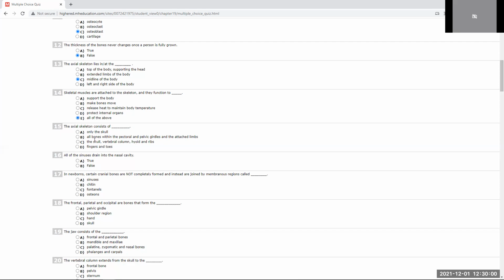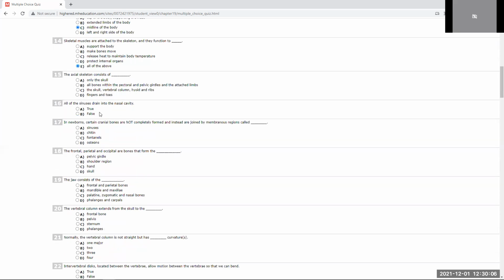Number 15, the axial skeleton consists of, what does it consist of? The axial, coming down the middle. The skull, the ribs, the vertebral column, the hyoid. Right, the hyoid. And what's the hyoid bone again? Where would you find that? What shape? Yeah, it's shaped like a U, right?